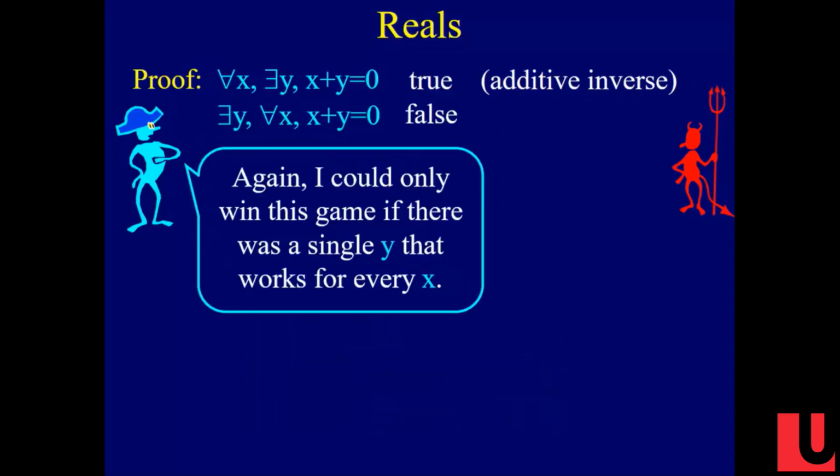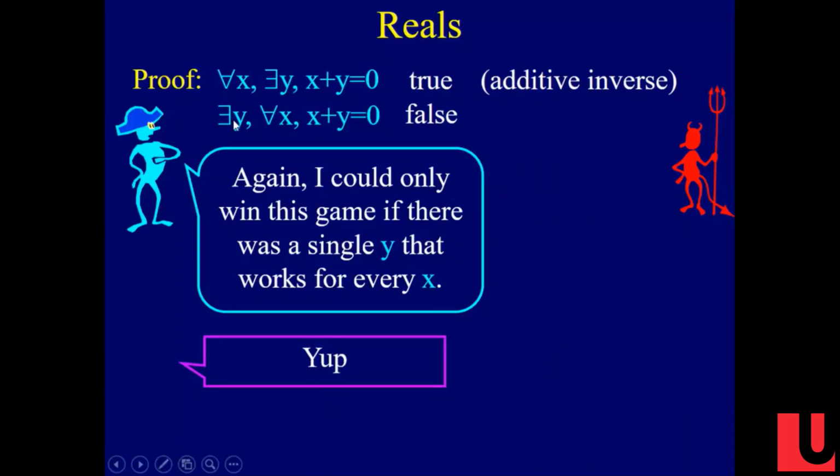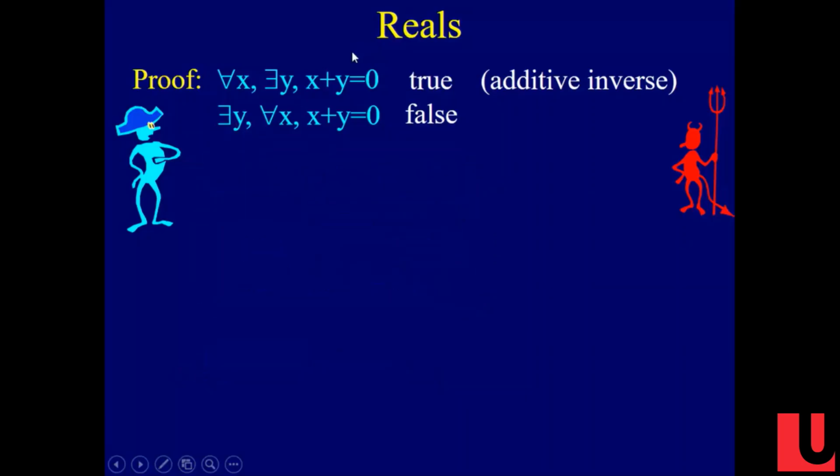So now we've come to the third again. Who wins, who goes first? We need a single y that works for them all. But we don't have it.